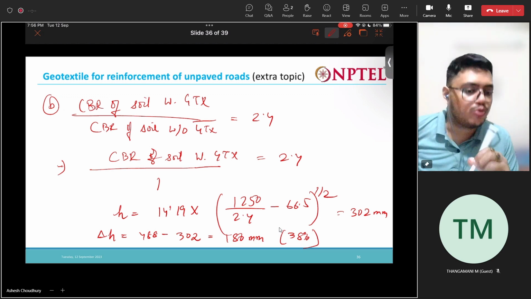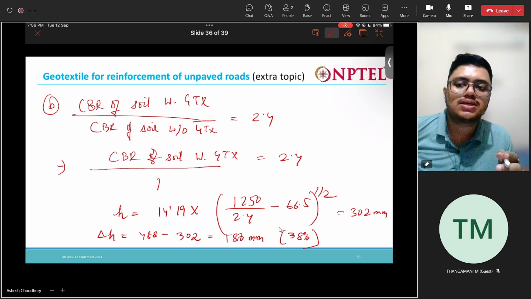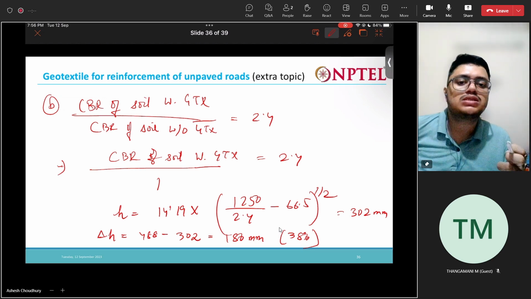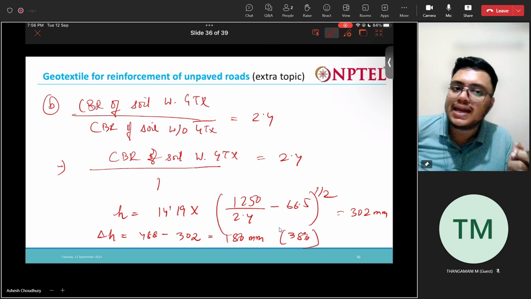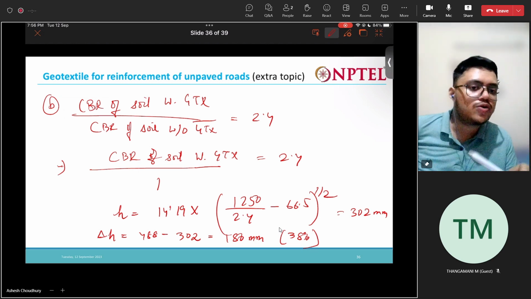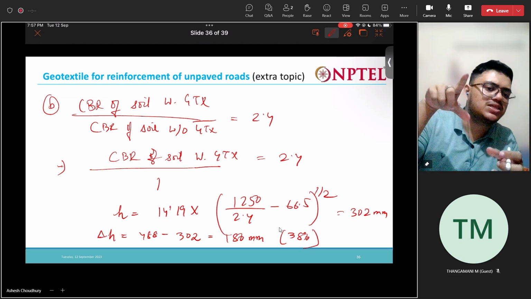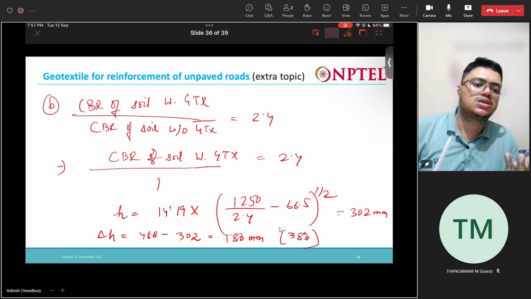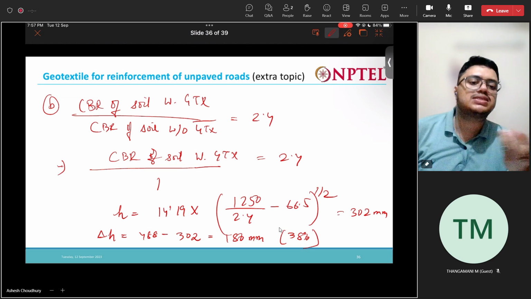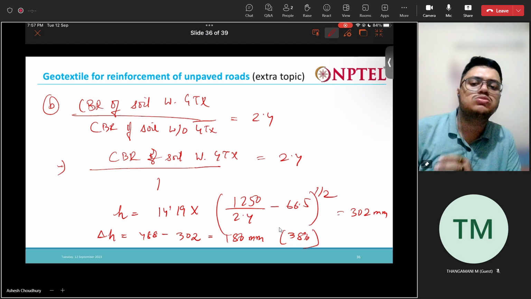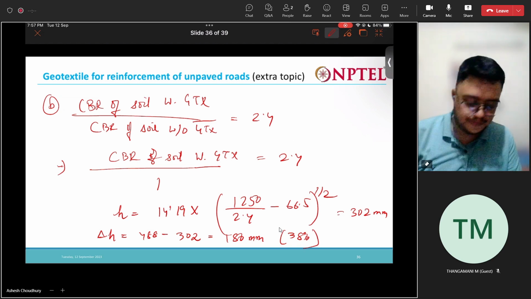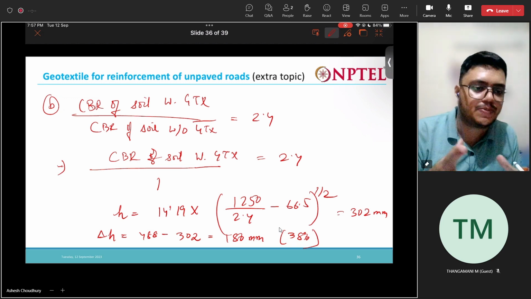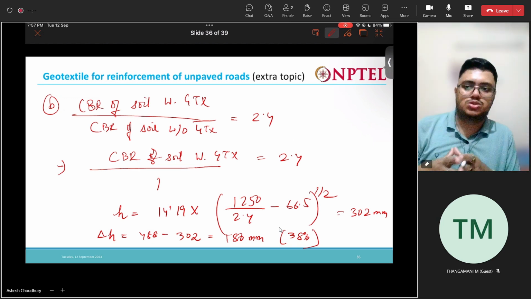In case of paved roads, these geotextiles are used for varied purposes. Generally, it's not used for reinforcement. In case of paved roads, it is used as a separator and for drainage. It's not used for reinforcement because the pavement itself is very stiff and strong, right? So the geotextile does not undergo the deformation needed for its strength to be utilized. Generally, it is used for the reinforcement of unpaved roads. It's not that it's not used for paved roads, but it is used for varied purposes together.